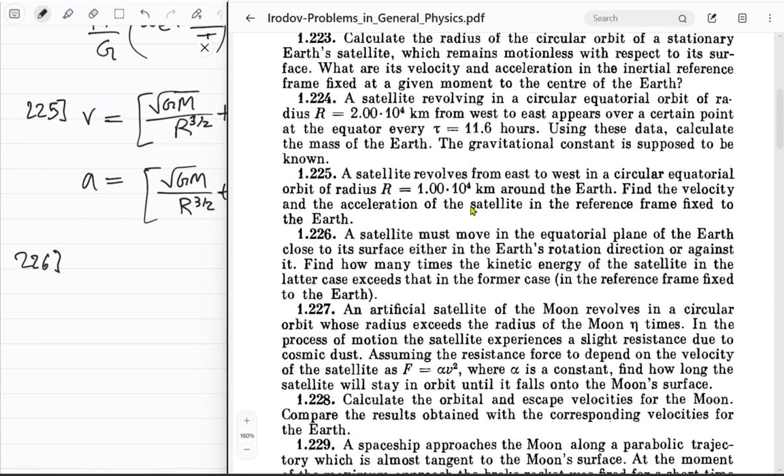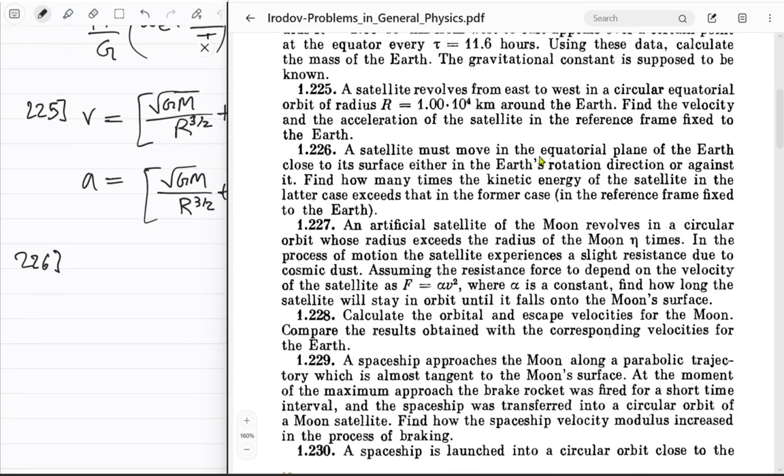Let's go. Satellite must move in the equatorial plane of Earth close to its surface, either in the Earth's rotation direction or against it. Find how many times the kinetic energy of a satellite in the latter case exceeds that in the former case. So when it's against it, exceeds that in the former. In the reference frame fixed to the Earth.